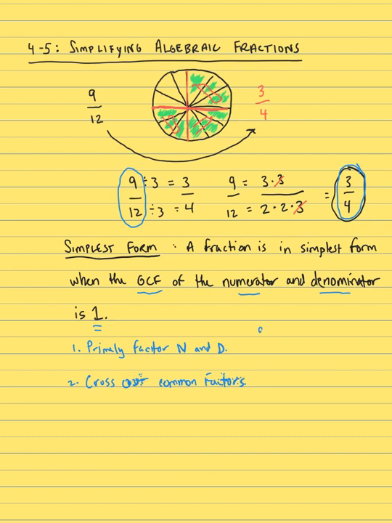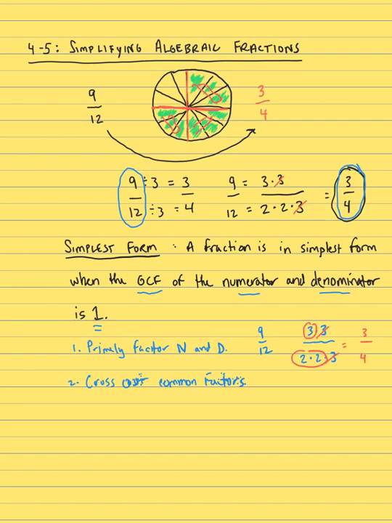Because we started with 9/12, and we said, okay, 9 prime factored is 3 times 3. 12 prime factored is 2 times 2 times 3. And we looked for factors that were both in the numerator and denominator, and we crossed them out, and that's kind of what it means to divide both top and bottom by 3. And we just keep what's left. And what's left here is 3, so that's 3. And what's left down here is 2 times 2, that's 4.